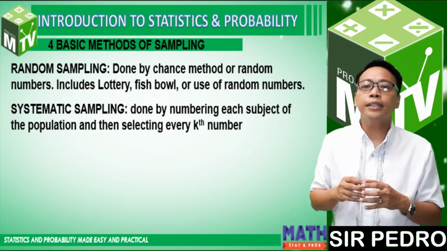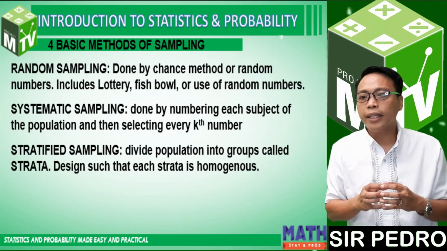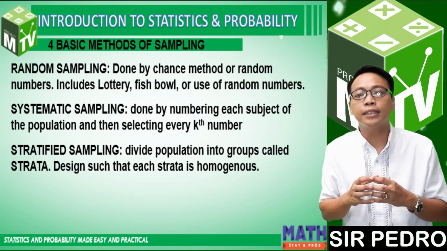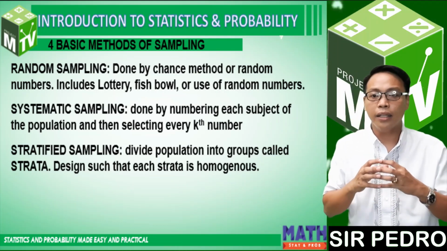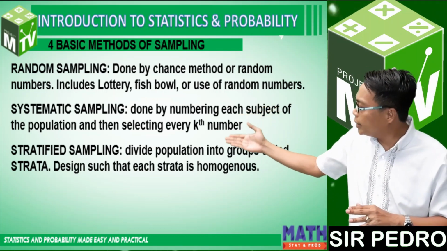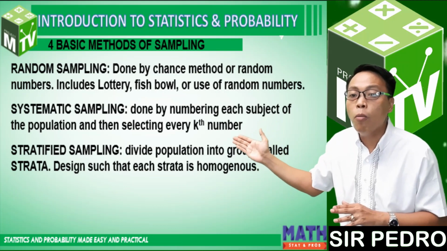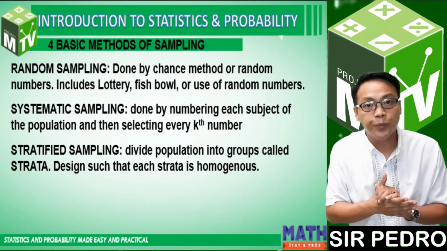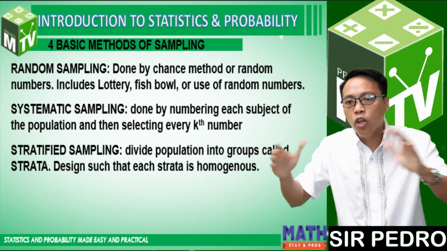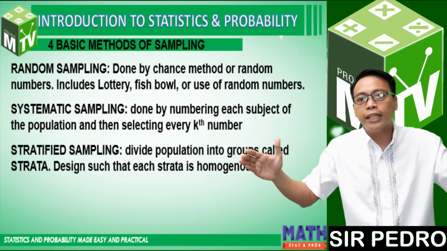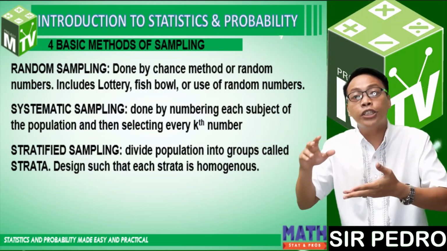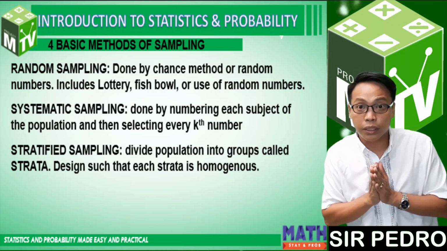Okay? Stratified sampling. Stratified sampling, you divide the population into groups called strata. In each strata, this is considered to be homogeneous in form. Example of that, in a group, in a school, we classify as first year, second year, third year, fourth year, and so on and so on.